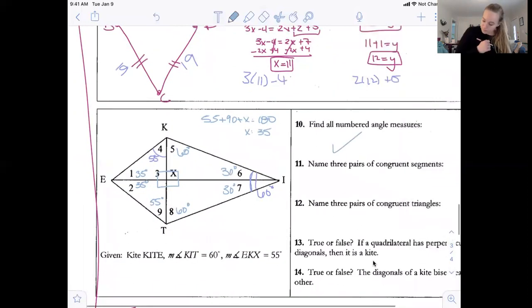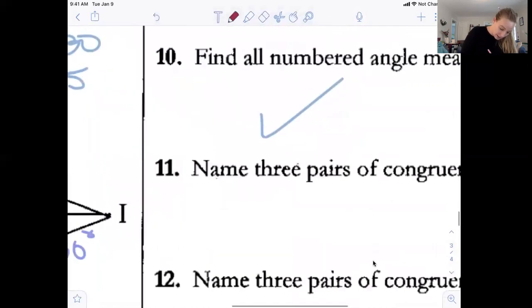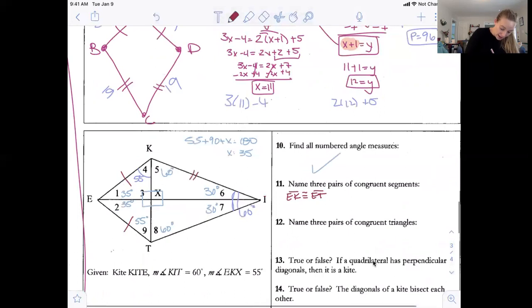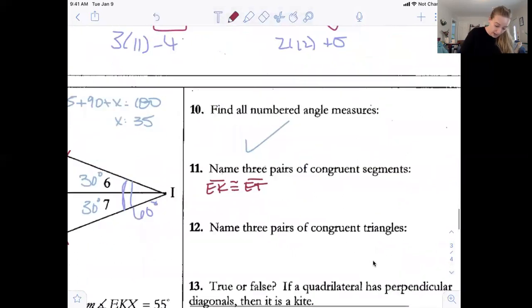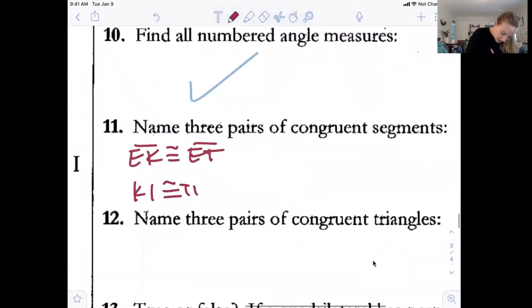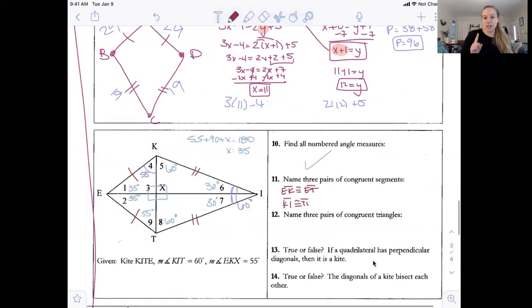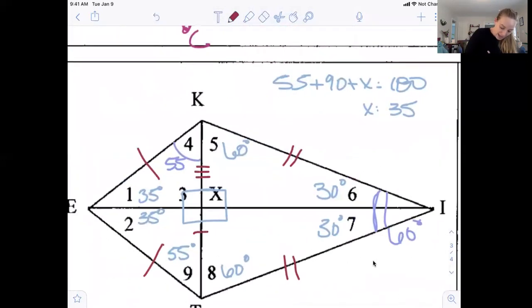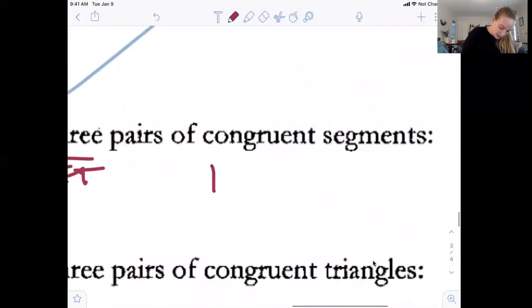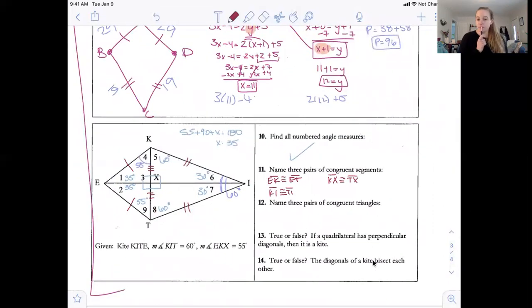So I did that. I found all the numbered angles. Check. Name 3 pairs of congruent segments. Okay, I know that those 2 are congruent, so EK and ET. And I also know that KI and TI are congruent. That's the basic definition of a kite. The one property that I'm going to use now is that the long diagonal bisects the short one. So the last set of congruent segments I know is KX is congruent to TX. So I know all of those things.